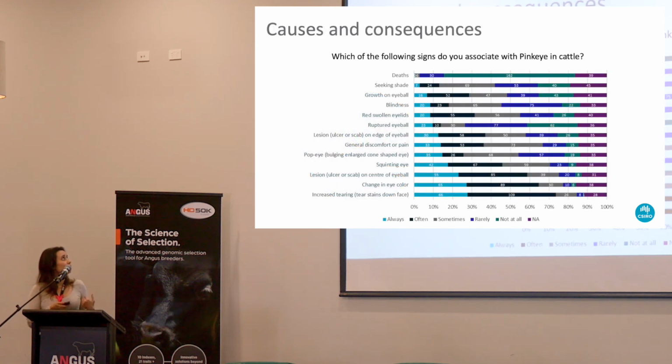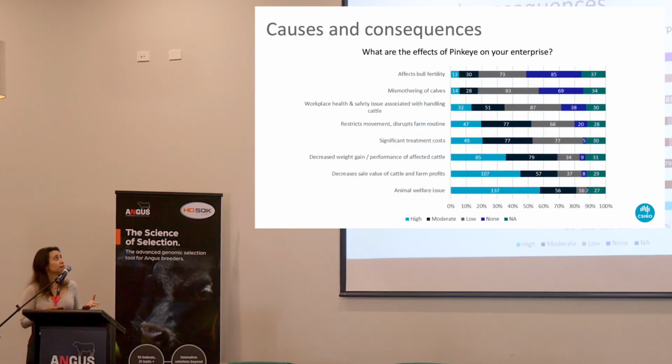When we asked which of the following signs you associate with PINKEYE, it sounds a bit complicated, but it's not. We can see the different signs on the left, and the answers could vary from always, often, sometimes, rarely, not at all, and no answer. So we can see that death and seeking shade are not very important, but the most common signs are increasing tearing, changing eye color, and lesions or scars in the eye. So yeah, we can use that as a reference for our phenotyping guide.